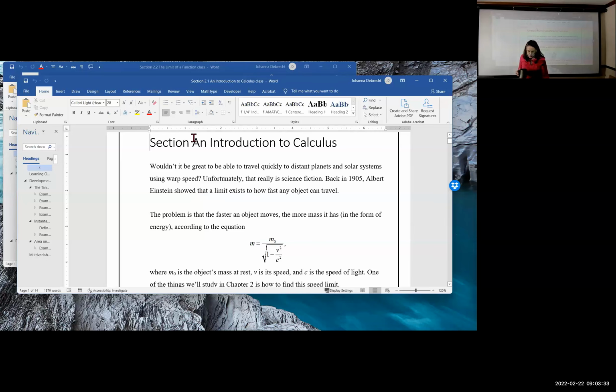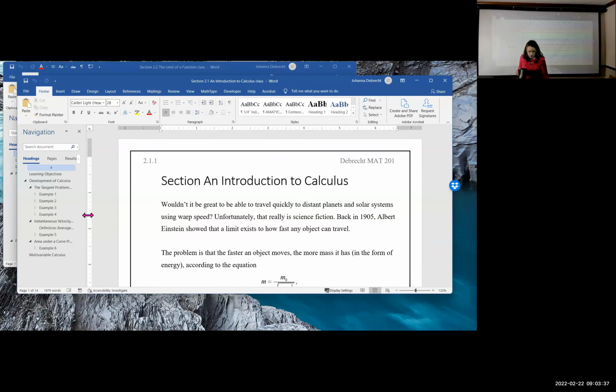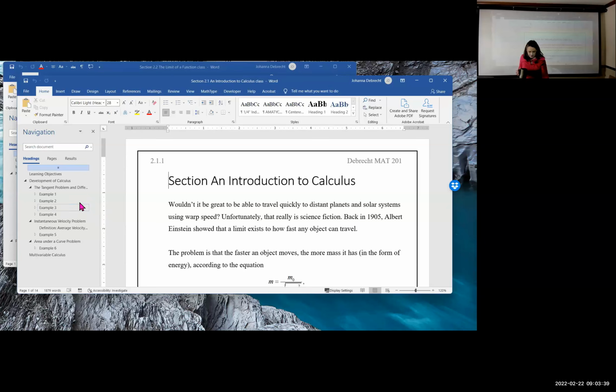Okay, so let's go ahead and get started. And we'll talk about the different parts of what calculus is and what it is designed to do.